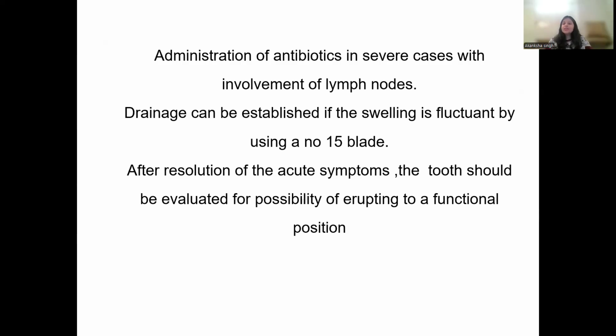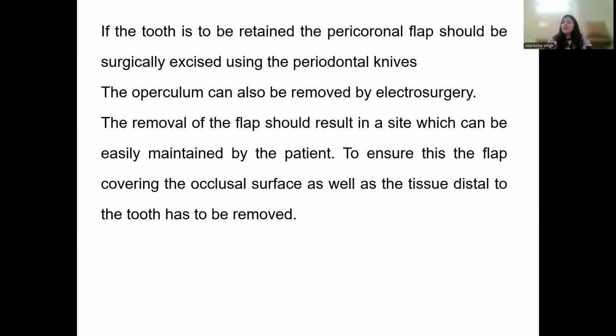If it is possible that the tooth can properly erupt into the oral cavity, then the pericoronal flap should be removed. If the tooth is to be retained, the pericoronal flap should be surgically excised using periodontal knives or surgical blades. The removal of the flap should result in a site which can be easily maintained by the patient. To ensure this, the flap covering the occlusal surface as well as the tissue distal to the tooth has to be removed. There should not be a single bit of tissue left, because gingiva regrows, the flap regrows. So we have to take care that the operculum, that flap, is removed.